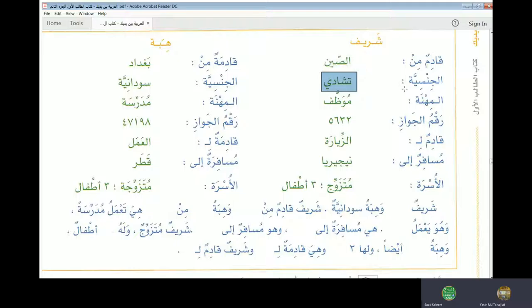Al-jinsiyya Tashadi. The nationality is Tashadi, from Chad. Al-mihna. Muwazaf. Is that profession? Profession, okay, I was going to say job. And then what's Muwazaf? Employee. Raqm al-jawaz. That's your passport number? Yes, passport number.